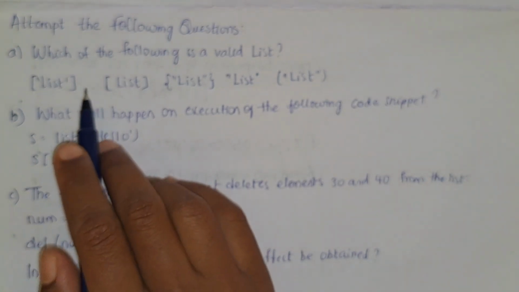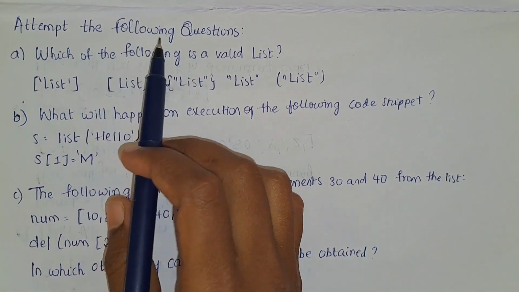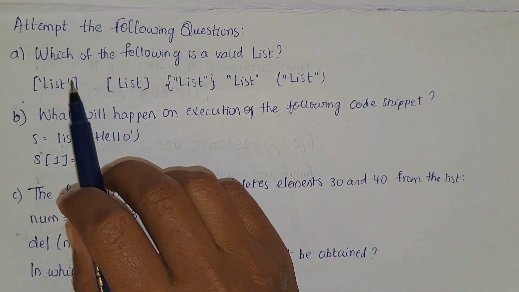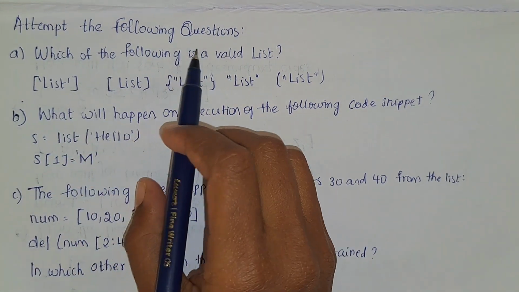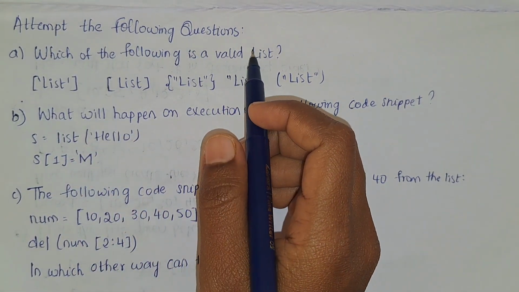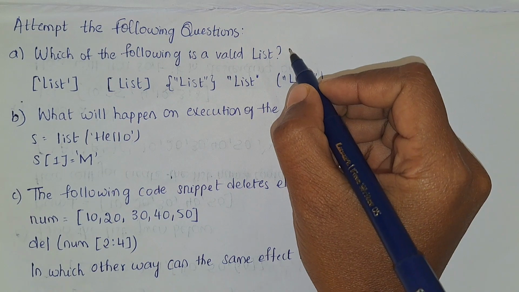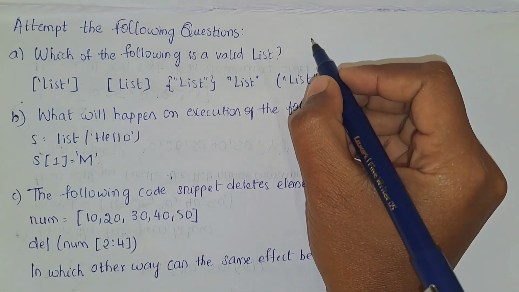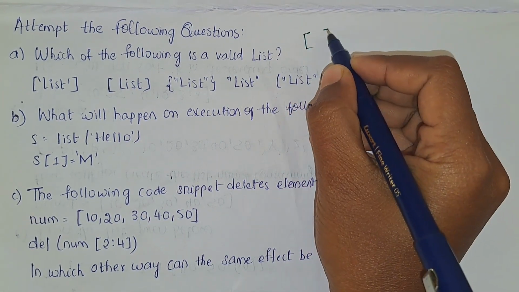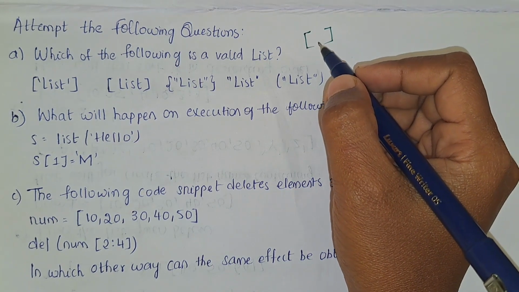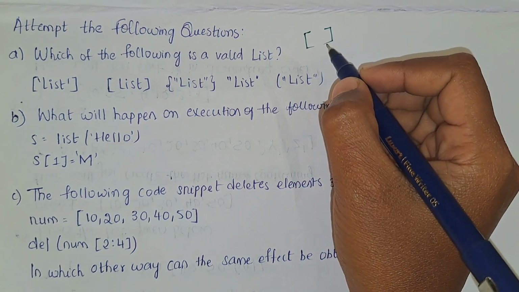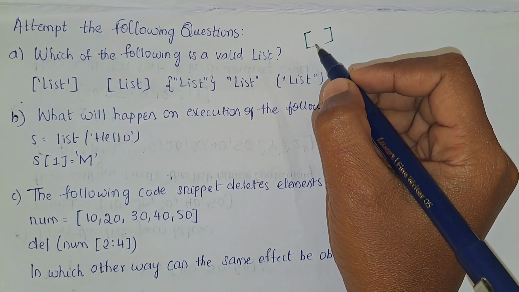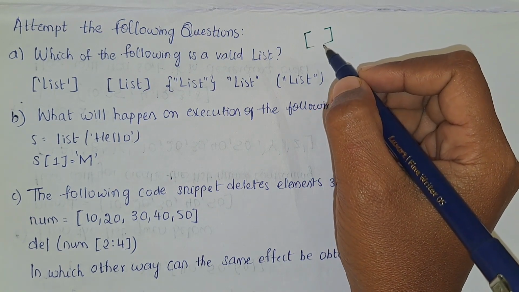In this coding exercise, we are going to attempt some of the questions given here. If you observe the first question, which of the following is a valid list? Actually, we have to know what a list is. We define a list using square brackets. That means every item stored in a list is defined with square brackets.